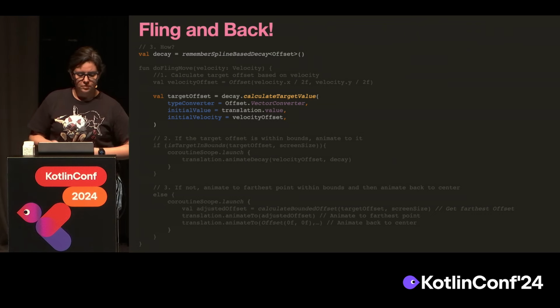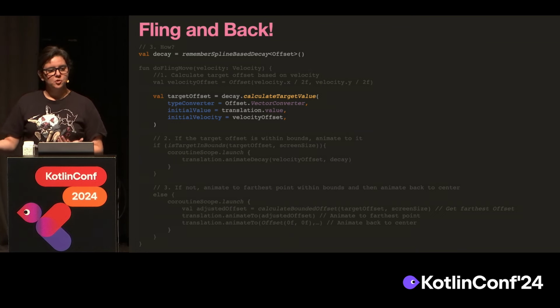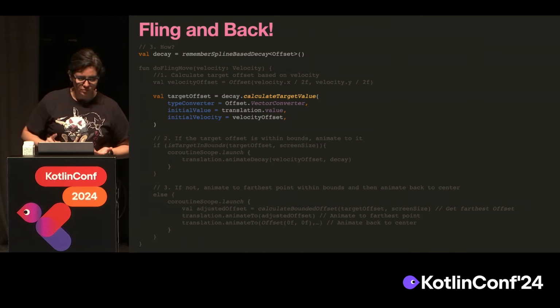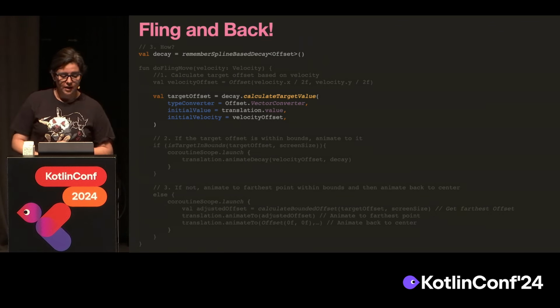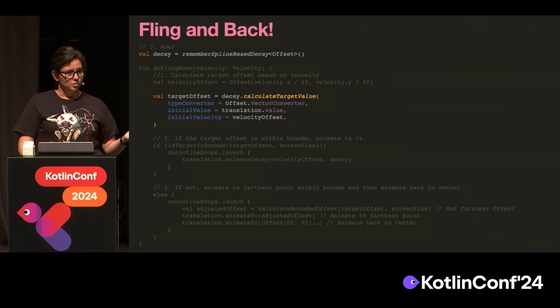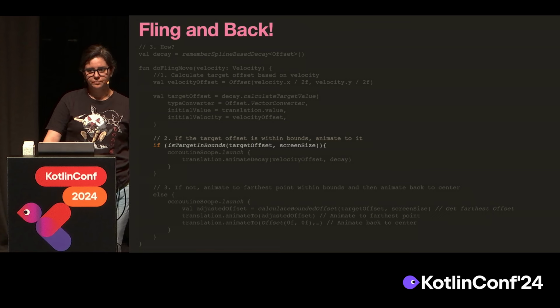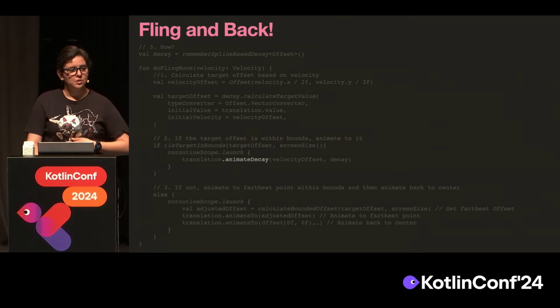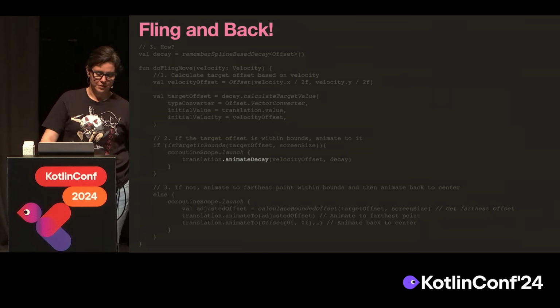Now, what we need to do here is grab the decay, basically use it to calculate the future value where my chip is going to be dragged to. Important thing, this is just calculating things. We're still not animating anything. And according to that value is where I'm going to check: is my chip still inside the bounds of the screen? If so, we're just going to animate that decay using the trusty and helpful animateDecay out of the box.